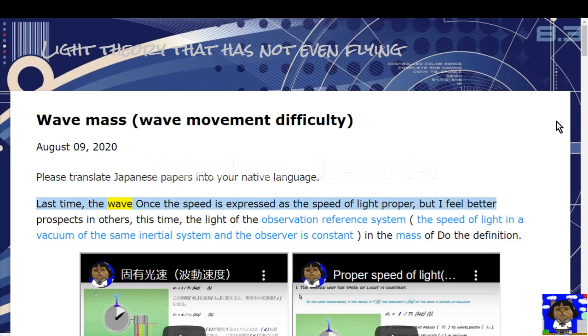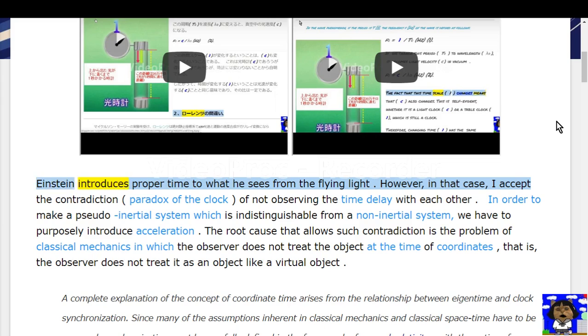Last time, the wave speed was expressed as the speed of light proper, but I feel better prospects in others. This time, in the light observation reference system, the speed of light in a vacuum of the same inertial system and the observer is constant, in the definition of mass. Einstein introduces proper time to what he sees from the flying light. However, in that case, I accept the contradiction, the paradox of the clock, of not observing the time delay with each other.